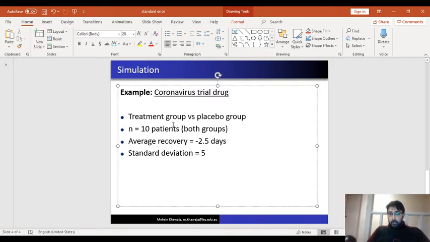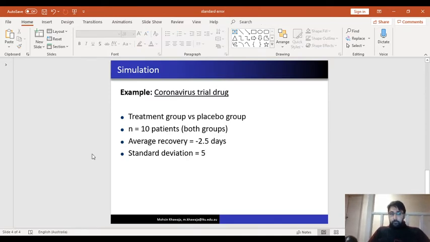So let's say I had 20 patients, 10 in the treatment group, 10 in placebo group, and I observed that the treatment group patients on average recovered in 2.5 less days than the placebo patients. But there are some patients who took more time and there's some who took less time, which means there was some deviation, and the standard deviation was 5. Now this was one experiment. We can't conclude that the drug was successful by doing only one experiment, so we have to repeat this experiment over and over. But we can't do that because of lack of resources.